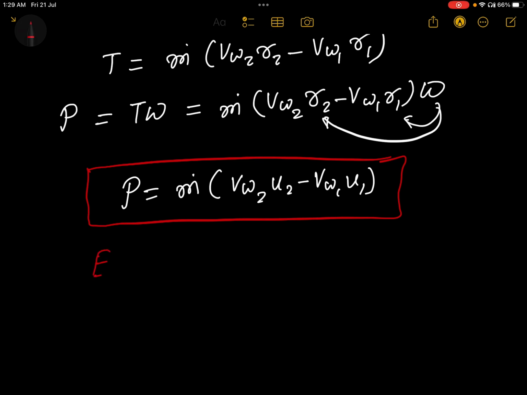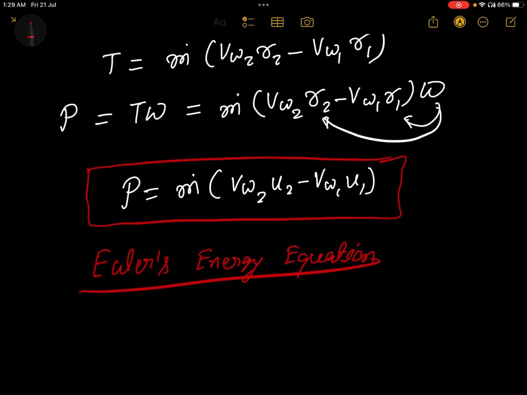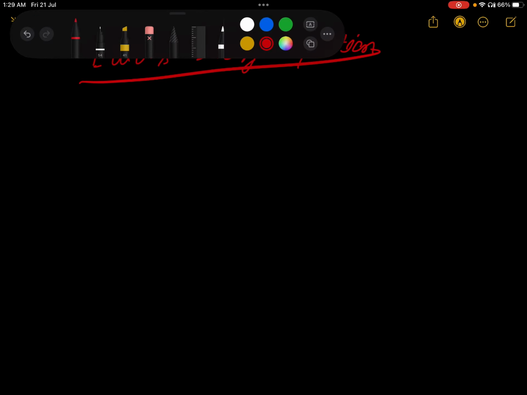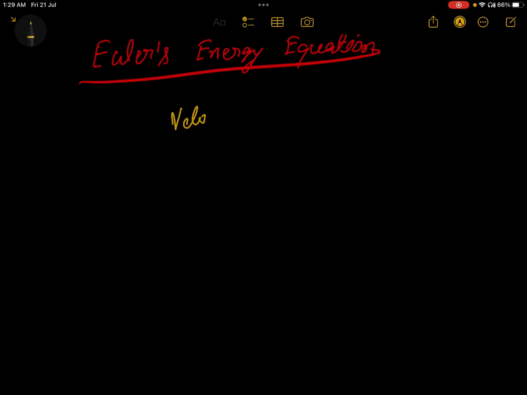this is called Euler's energy equation. Euler's energy equation. So this equation we can apply in different types of turbo machines, like in compressors, in turbines, everywhere. Okay. So now we'll try to understand the velocity diagram, the most important thing, the velocity diagram.